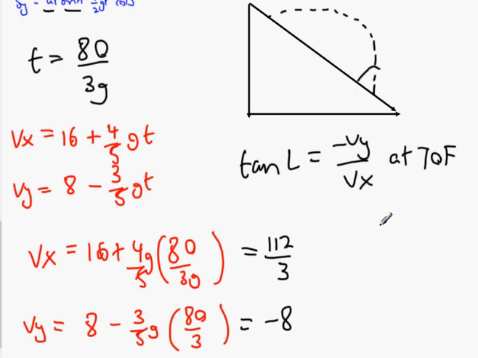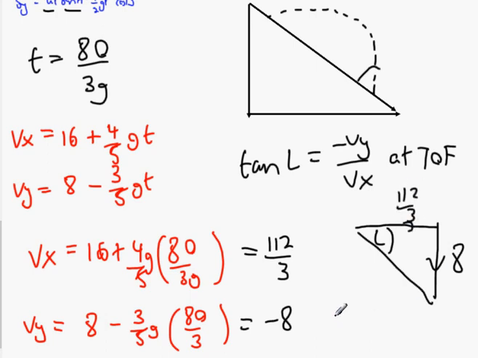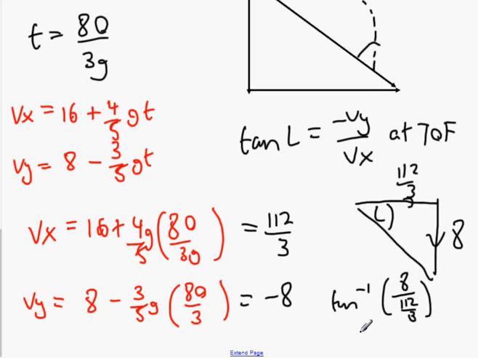So your landing angle, therefore, your L, I think we call it, is your Vy, which is currently going 8 downwards, and it's going 112/3 to the sides. So we're going to take tan inverse of 8 divided by 112/3. Anybody know what that is? I'm going for 12 degrees. Is that good? 12 degrees. Okay.